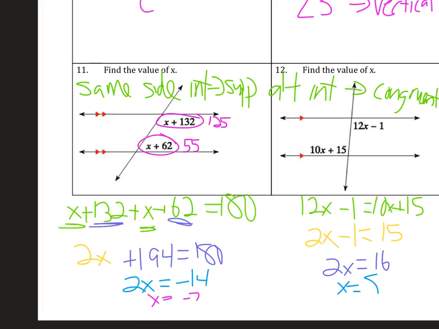So x is 8. If we plug it back in, that's 80 plus 15 is 95. And then 12 times 8 is 96, minus 1 is 95. Oh, look, we got the same answer, so we did it correctly. Good way to check to make sure you're doing things in the correct way.